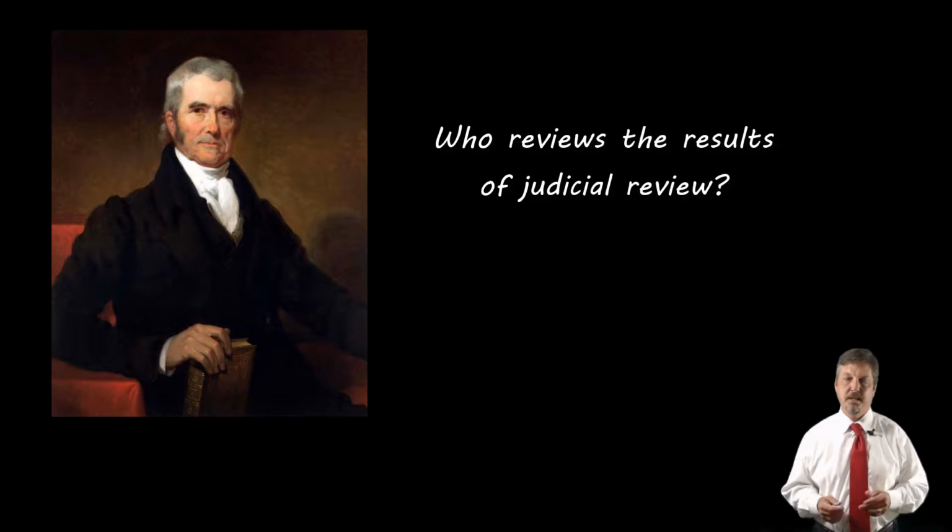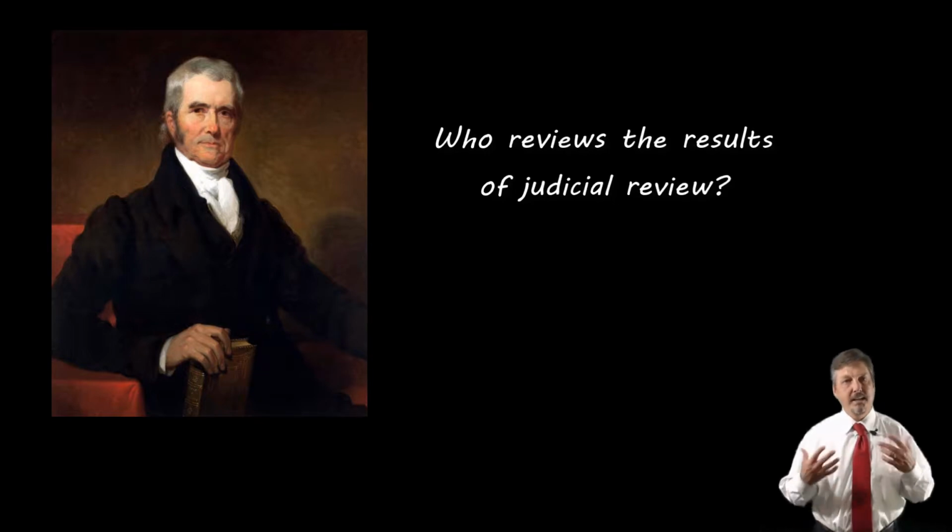But what if the Supreme Court itself interprets or applies the Constitution in a way that's contrary to or inconsistent with the Constitution? Who reviews the results of judicial review? At least if the executive or legislature act contrary to the Constitution, the people can reverse those actions by electing different representatives. Judges of the Supreme Court are not elected and therefore not directly accountable to the political process. Indeed, this is supposed to be a feature, not a bug, of the Article III judiciary.